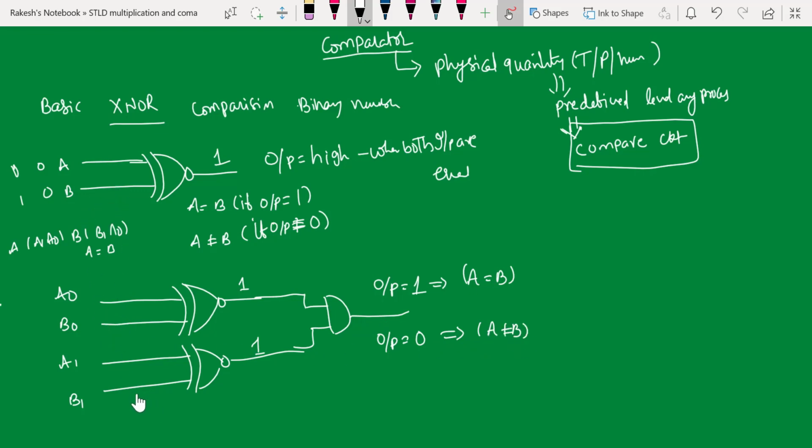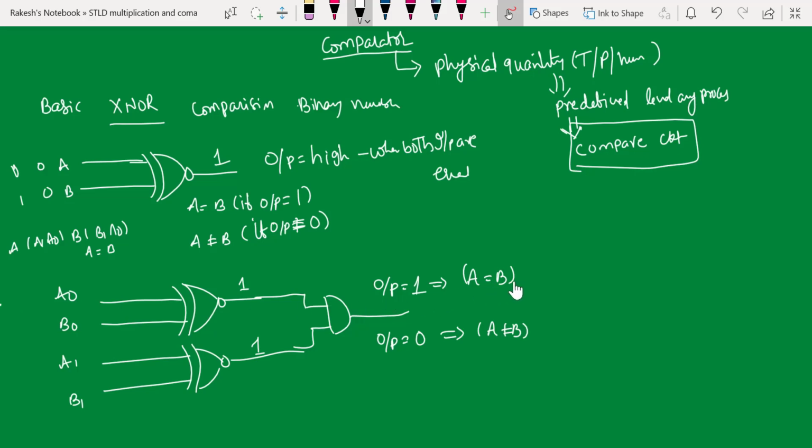Suppose you have 3 bits, then you are going to use 3 XNOR gates with one AND gate. Similarly, if you have 4 bits, 4 XNOR gates with one AND gate, and all the 4 XNOR gate outputs are connected to one AND gate. When all the 4 XNOR gate outputs are 1, only then your AND gate output will be 1. Only then can you say that the 4-bit numbers are equal, or else if the output is 0, you can say A is not equal to B. This is only for comparing two binary numbers and saying whether both are equal or not.